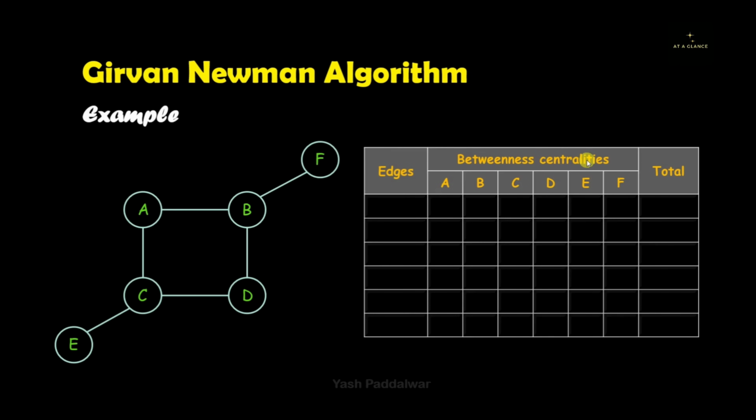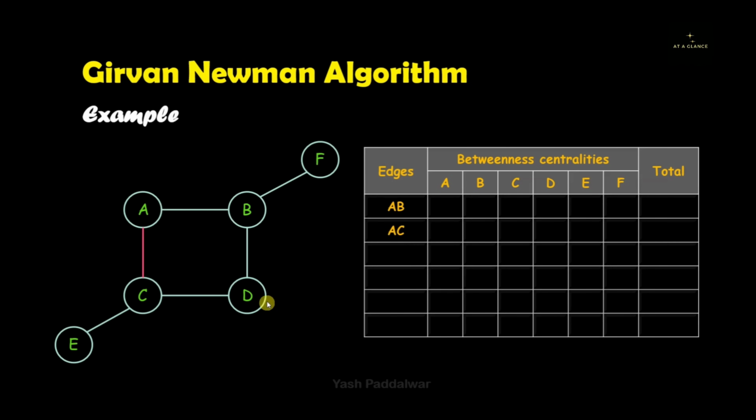So this table has 3 columns. One is all the possible edges, the next is the betweenness centralities of all the edges with respect to every single node, and the final column is the total column. So you can see from the graph we can have one edge as AB. The next edge from the graph can be considered as AC. So we'll write it inside the table.